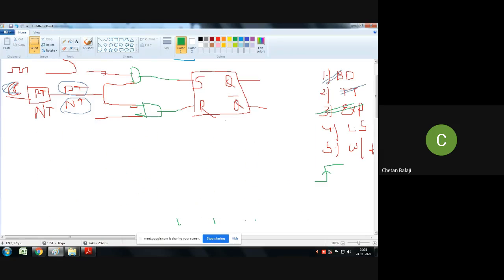The last step is the logic symbol. What is the logic symbol? Simple. This is S, this is R, Q, Q bar.